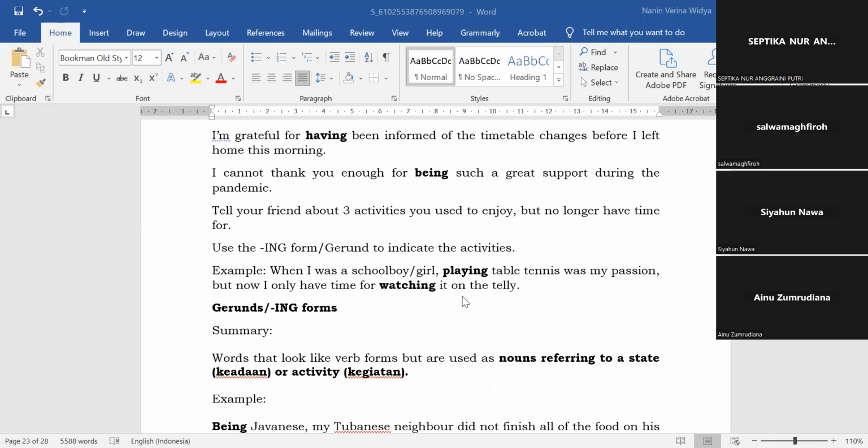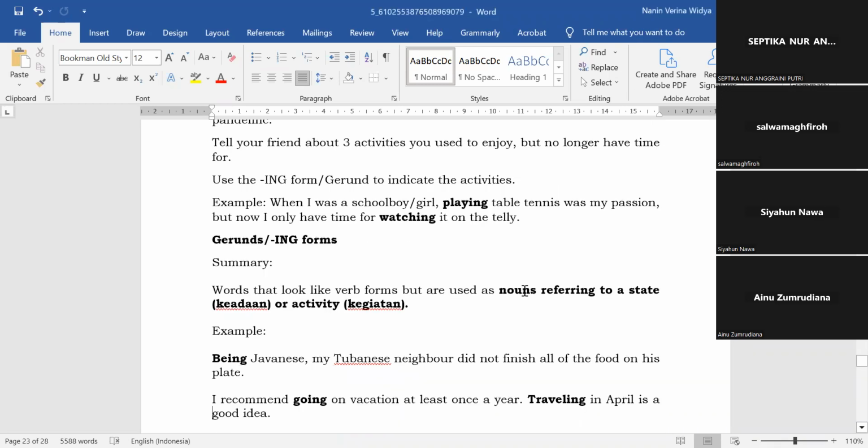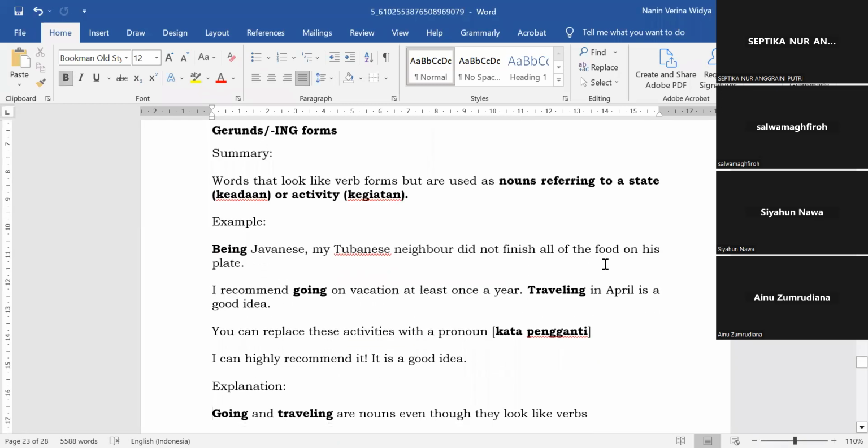Very simple. Okay, there's a little bit of theory about the gerund. If you find this a difficult term, use ing form. There's a summary. Words that look like verbs but are used as nouns. Jadi sebenarnya itu kata benda ya, referring to a state, as we said before, keadaan, or activity, kegiatan. Example. When you refer to a state, keadaan, in your case, you're all Javanese, you can begin with being Javanese, meaning because he's Javanese. My Tubanese neighbor did not finish all of the food on his plate.